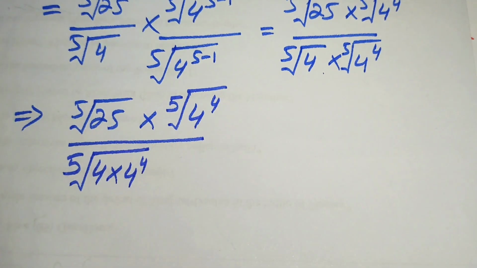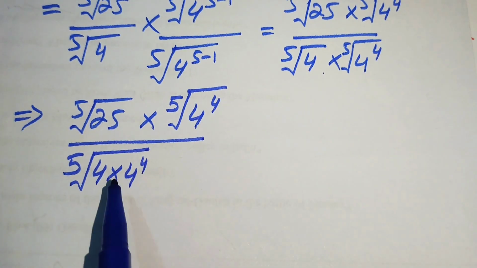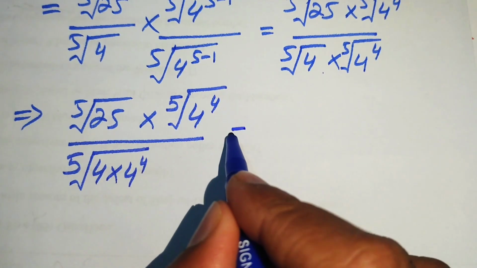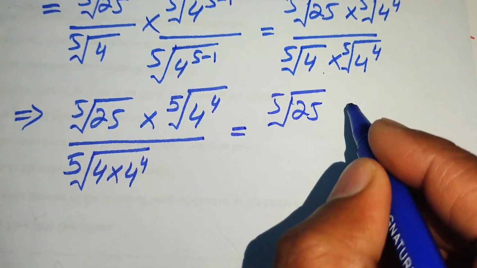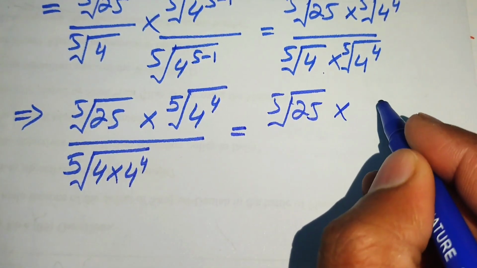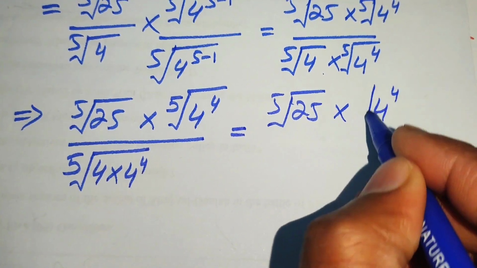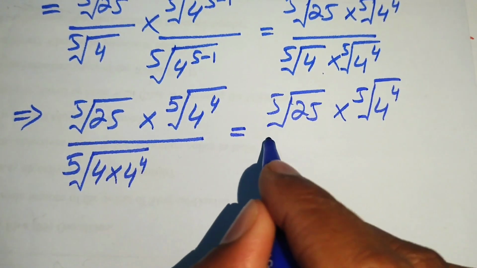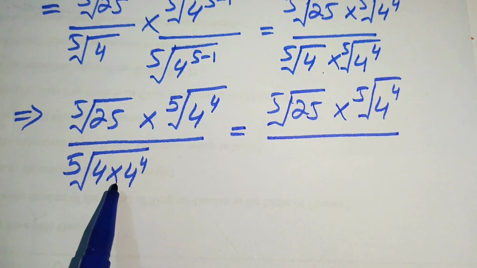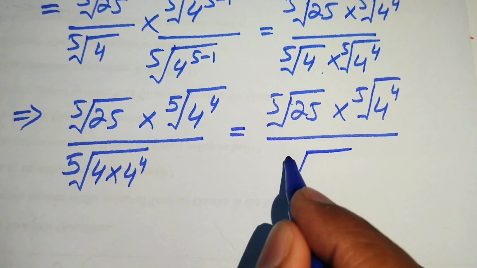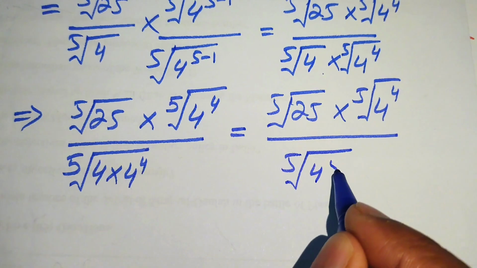Okay, so further here we simplify the denominator term and it will be written as the fifth root of 25 multiplied by 4 to the power of 4, divided by, here we add the exponents of both of these terms, and it will be written as the fifth root of 4 to the power of 5.